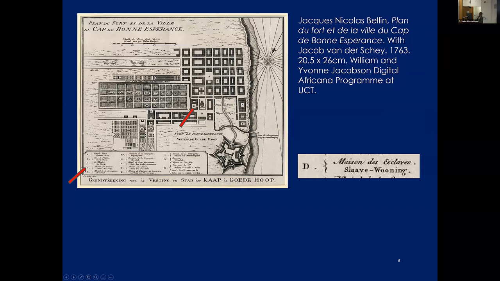D is the place where the slaves lived. Okay, this is a building which still exists today. It's from the outside unrecognizable from its original role, because after the end of slavery, it went on to be used for very different purposes. Nonetheless, notice here the proximity of the slave lodge, as it came to be called, to the governor's house and to the Dutch Reformed Church. So we're talking about a substantial building, occupying now one block in immediate proximity to the company's gardens.